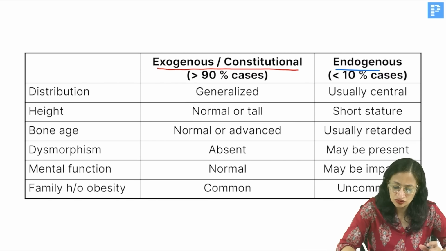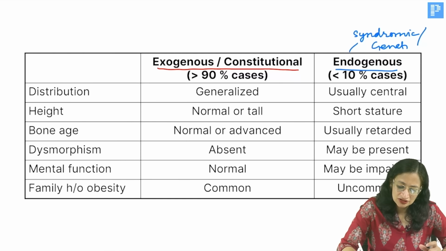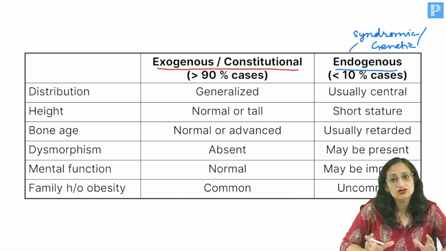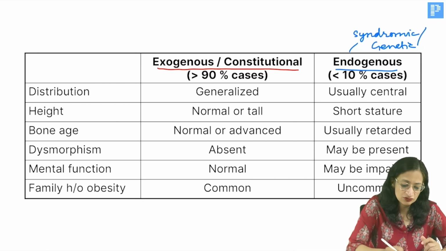Endogenous obesity is also syndromic obesity. So, syndromic or genetic, okay, an underlying genetic cause is usually there. Now, as in the given case scenario, exogenous or constitutional obesity, what will you find?